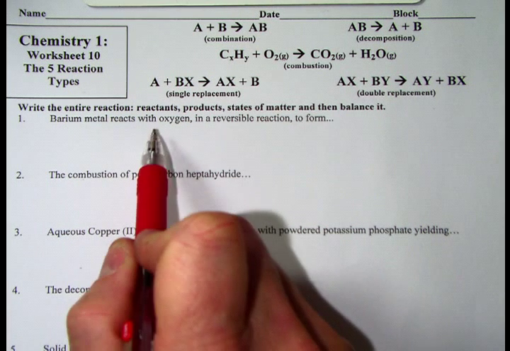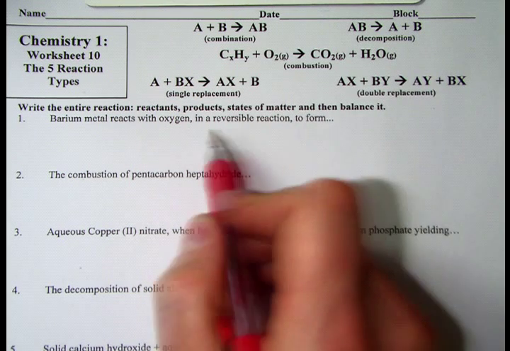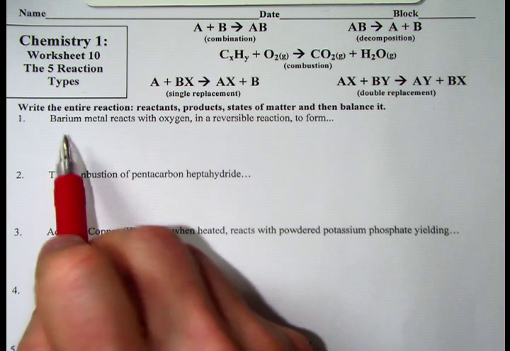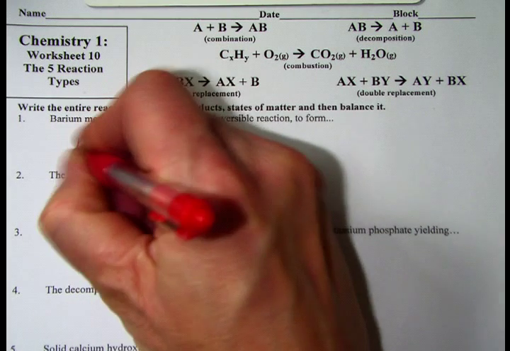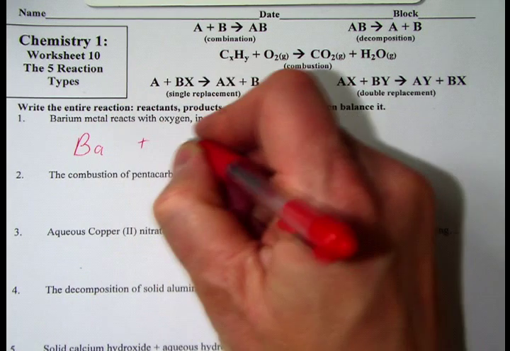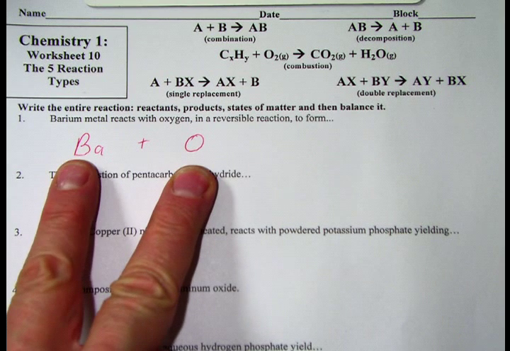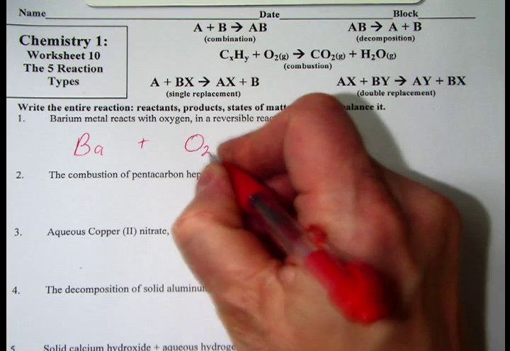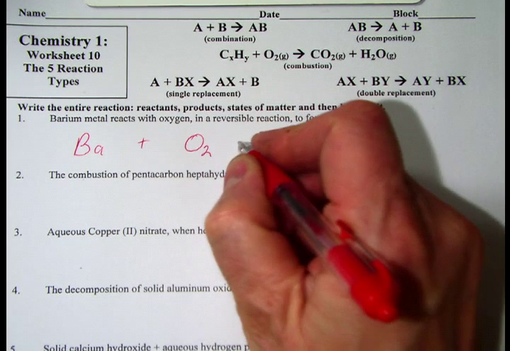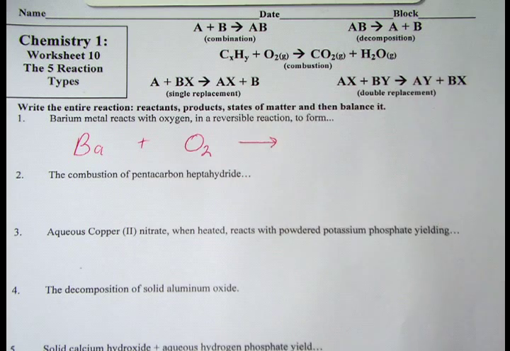Barium metal reacts with oxygen in a reversible reaction to form. Okay, so there's words here that you don't really need to worry about. What you need to worry about is barium reacts with oxygen. So we're going to write barium plus oxygen. We have to make sure we write the formulas correctly. Barium all by itself is just barium, but oxygen all by itself we know is one of our diatomics. It's O2.